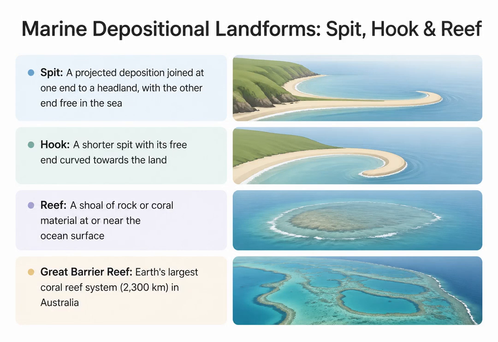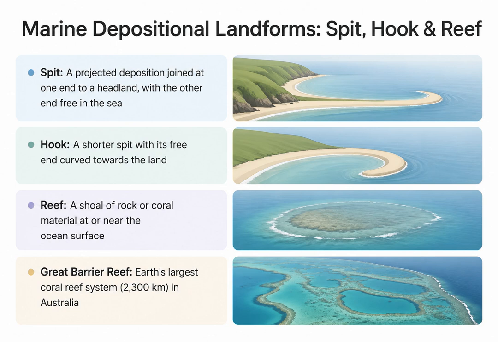When sediment is deposited in a long, narrow ridge attached to a headland at one end, while the other extends freely into the open sea, it forms a spit. If ocean currents cause the free end of the spit to curve back toward the land, it is called a hook. Finally, we have reefs.